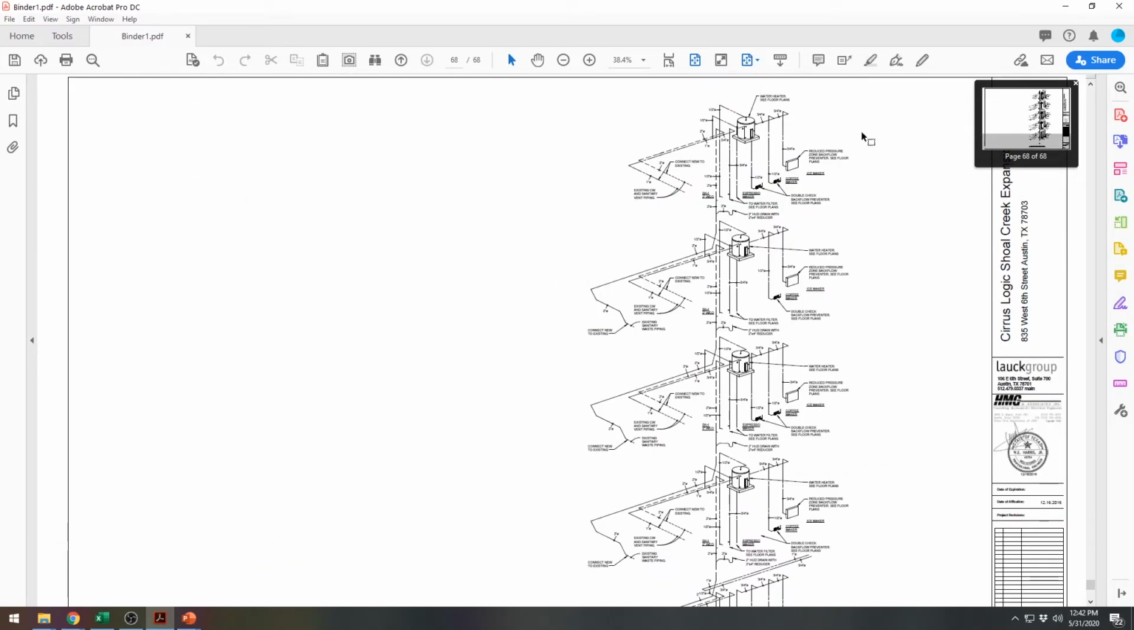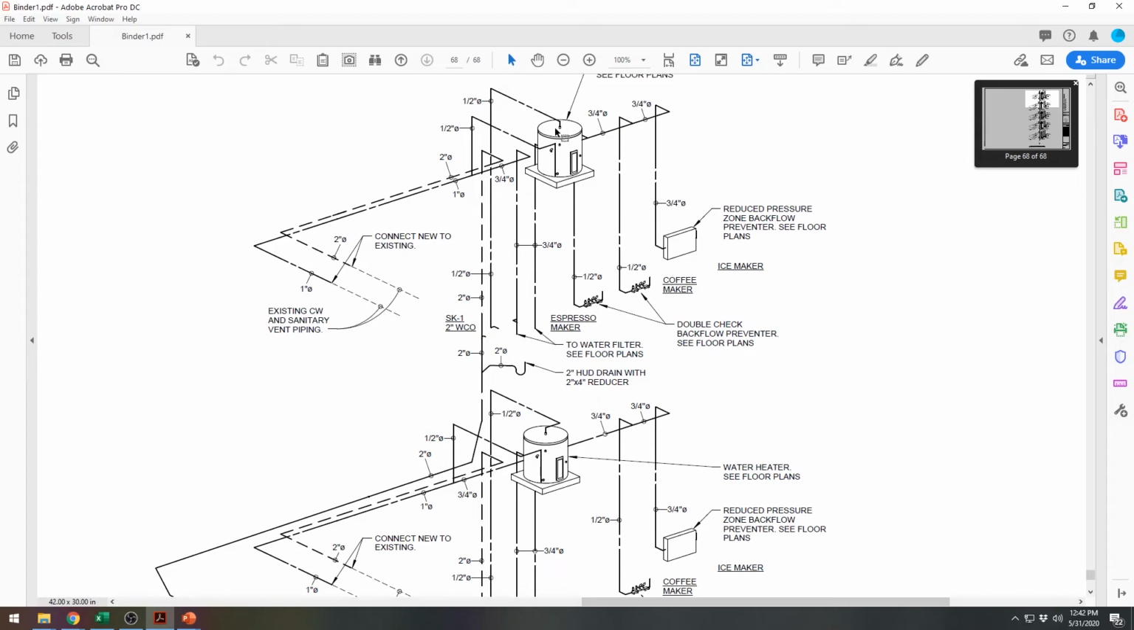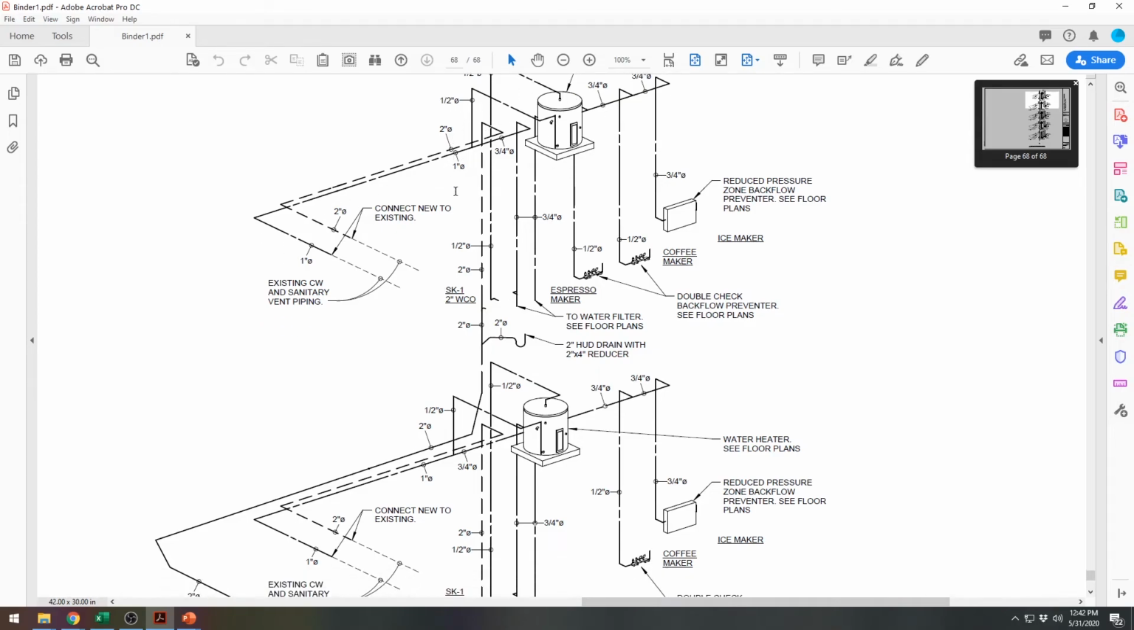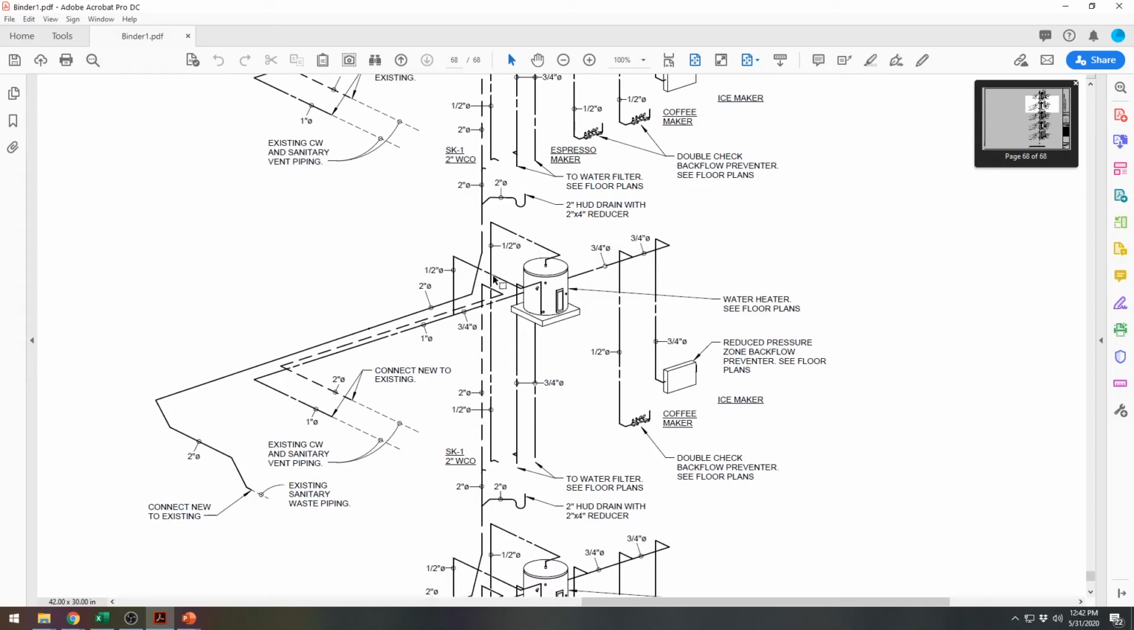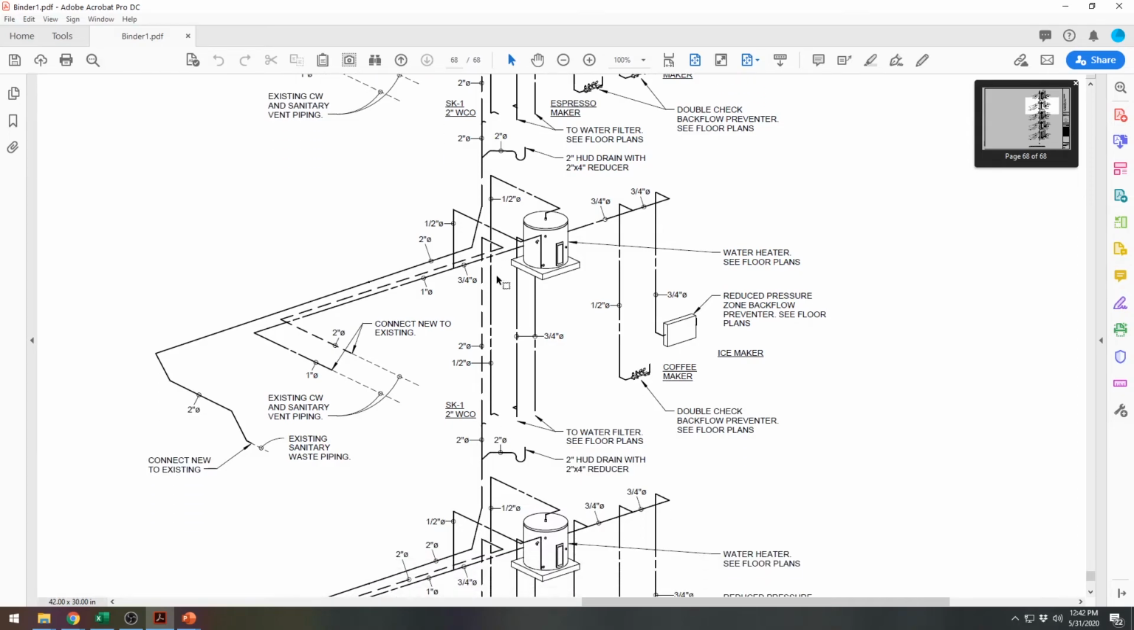Here's my riser diagram. This is for the galley area. So normally they try to stack all of the restrooms and the kitchens so that it makes running these lines a whole lot easier.